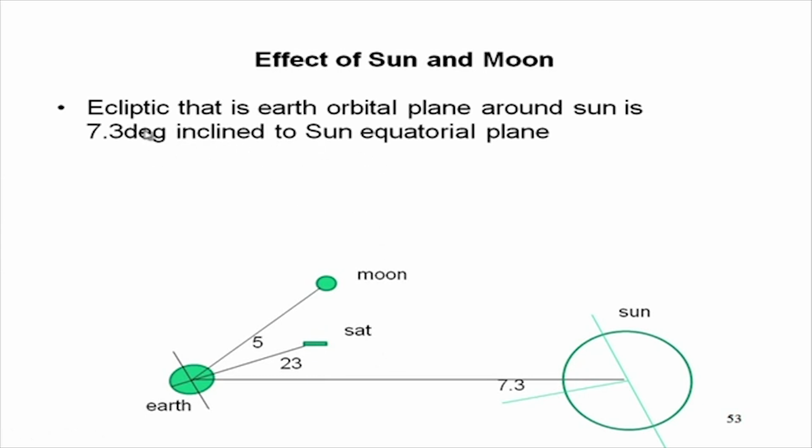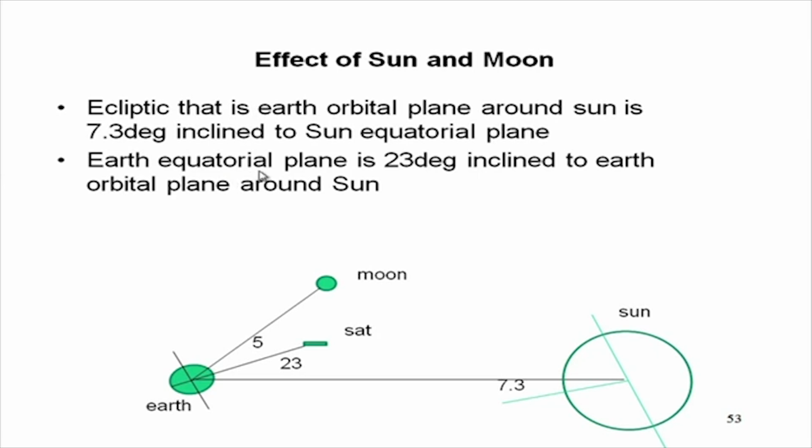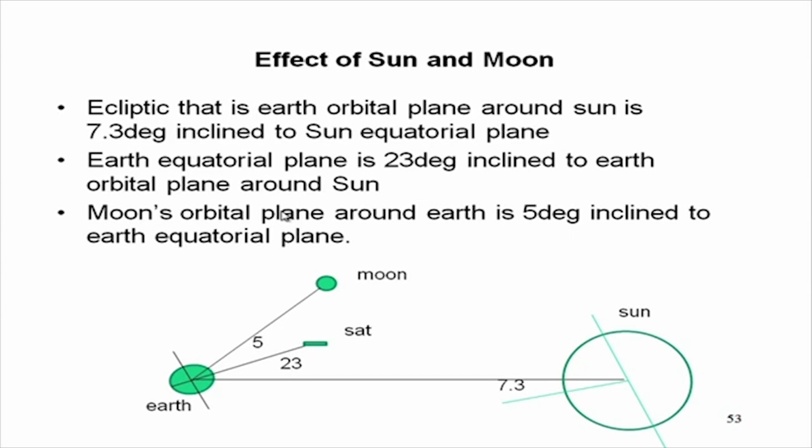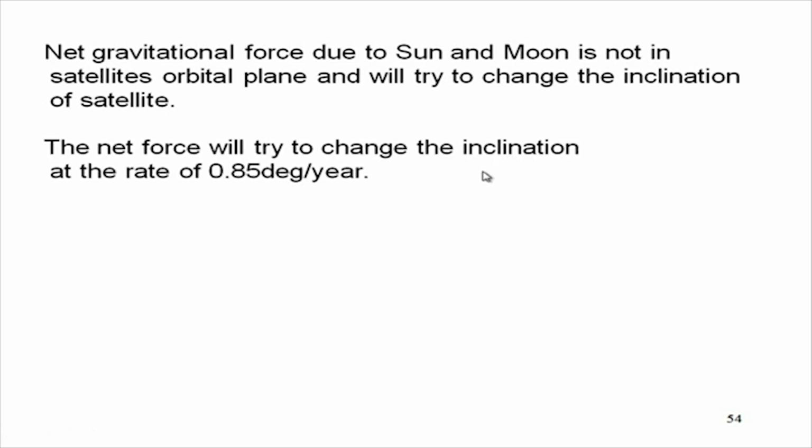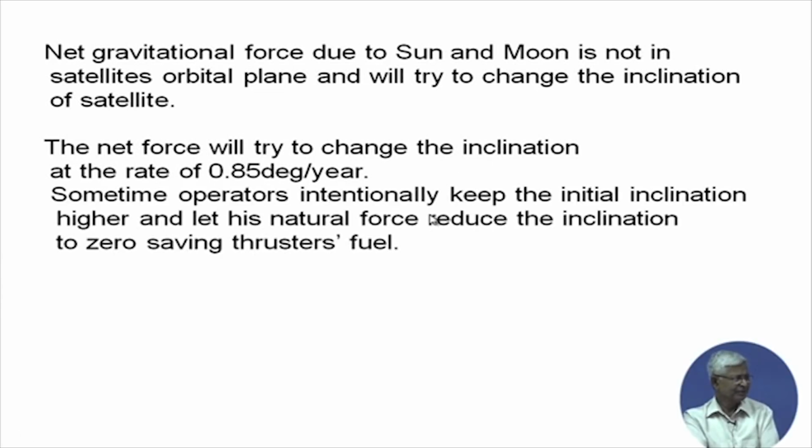This is called north-south movement. What I said is listed here. The ecliptic plane, that is the Earth's orbital plane around the Sun, is 7.3 degrees. The Earth's equatorial plane is 23 degrees inclined to the Earth's orbital plane around the Sun. The Moon's orbital plane around the Earth is 5 degrees inclined to the Earth's equatorial plane. So the net gravitational force due to the Sun and Moon is not on the satellite orbital plane, so it will change the inclination of the satellite. That net change is roughly 0.8 degree per year.